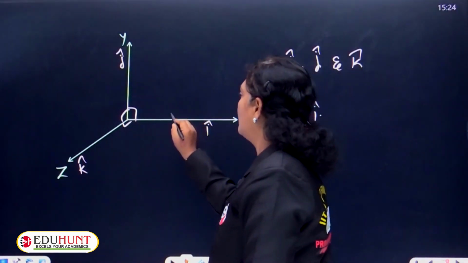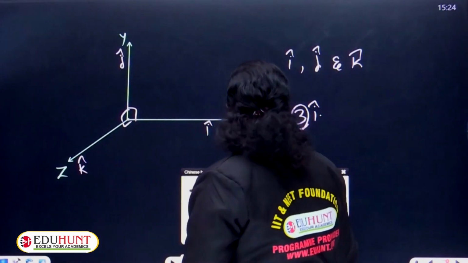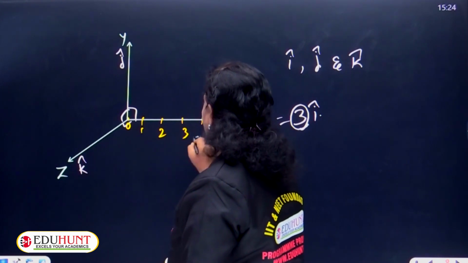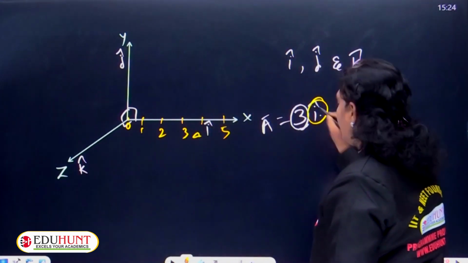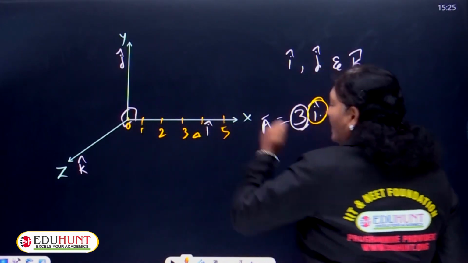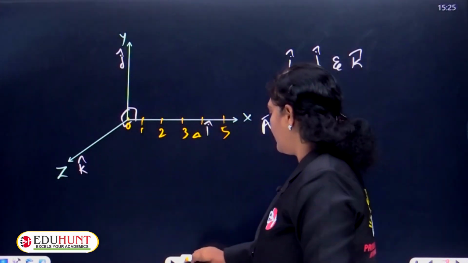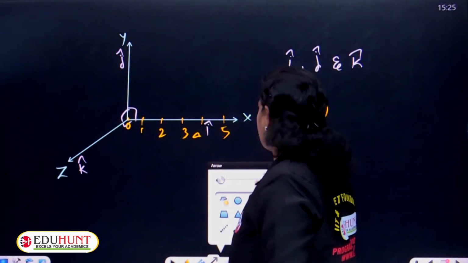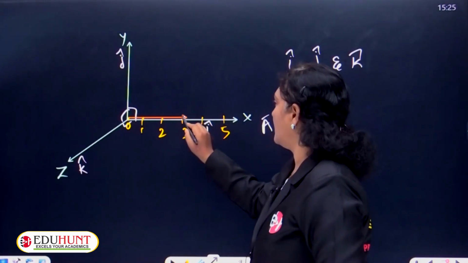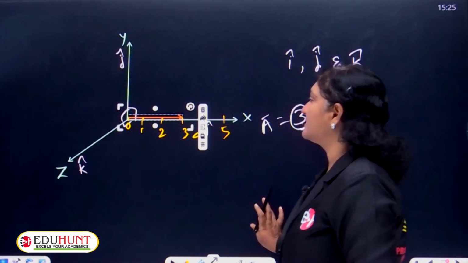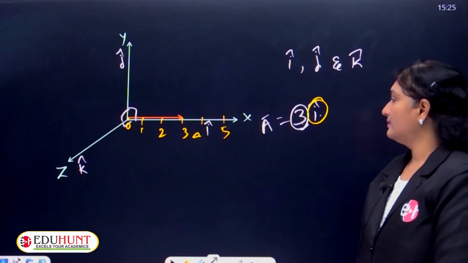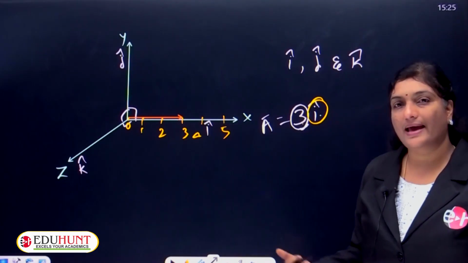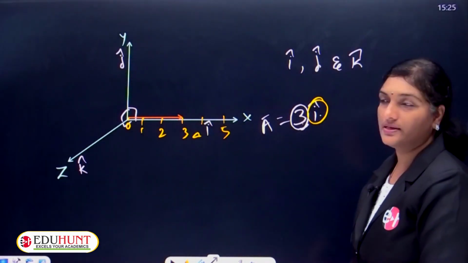So something like this, 0, 1, 2, 3, 4, 5. So i cap indicates that this vector is taken along the x-axis. And how much is that? The length of the vector is 3. So this will be something like this. This is a vector parallel to the x-axis whose magnitude is 3. i cap indicates that it is parallel to the x-axis, j cap indicates that it is parallel to the y-axis, k cap indicates it is parallel to the z-axis.